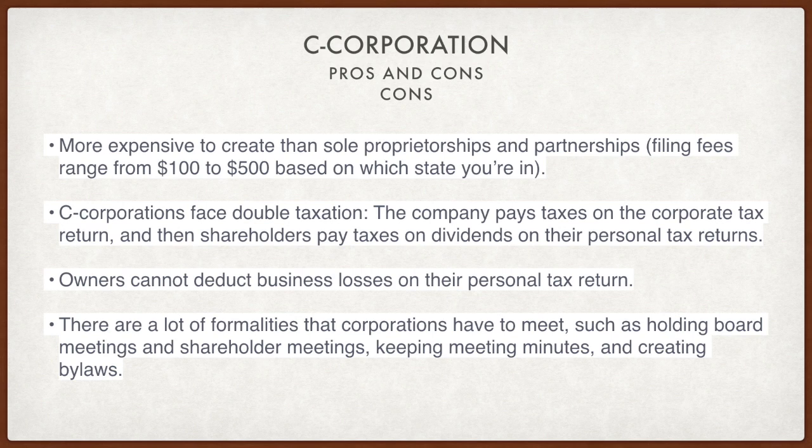Cons of it: more expensive to create than a sole proprietorship and partnership. Filing fees range from $100 to $500 based on what state you're in, and I've seen them even go higher than that. C corporations face double taxation. The company pays taxes on the corporate tax return, and then shareholders pay tax on dividends in their personal tax returns. Owners cannot deduct business losses on their personal tax return. There are a lot of formalities that corporations must meet, such as holding board meetings and shareholder meetings, keeping meeting minutes, and creating bylaws.